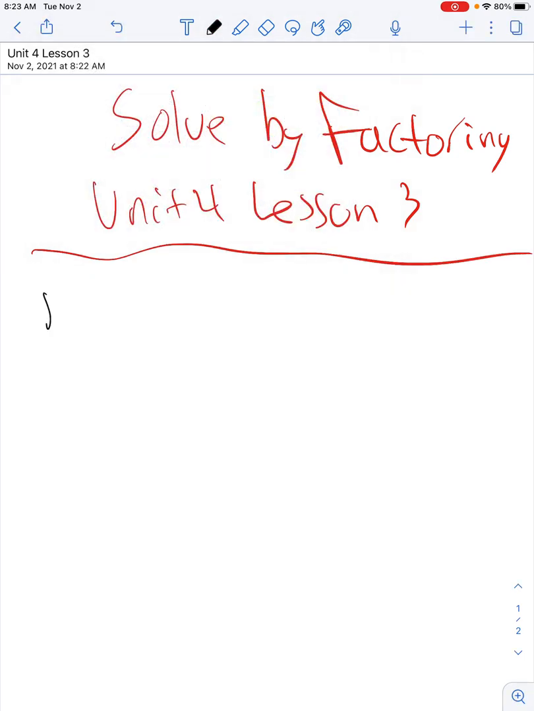So the first kind of vocab word we have is a monomial. And monomials are just single numbers, either a number or a variable. So it could be x, it could be 5, it could be x squared or b squared, whatever, okay? It's just kind of one single term or one single unit.